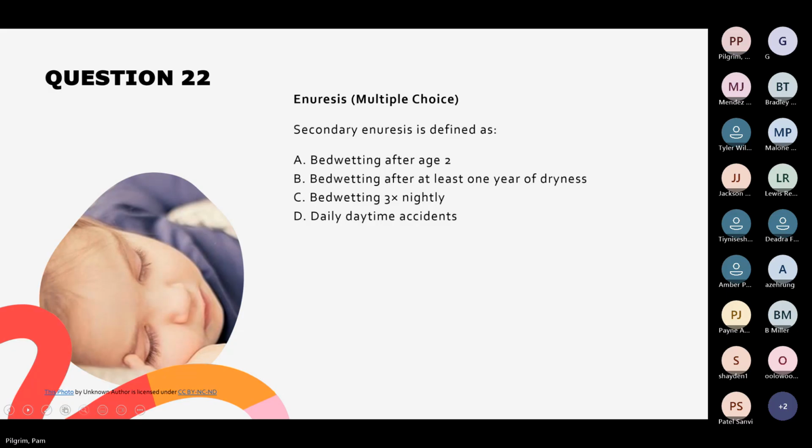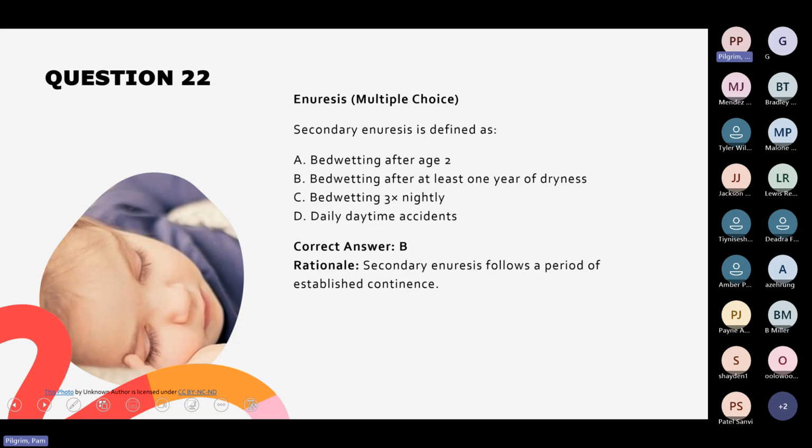All right. This is something I don't remember being in the lecture once again, so I'm glad that we're reviewing this here. But secondary enuresis follows a period of established continence. So they were wetting the bed and then they were dry for a period of time and then started again. It's a little bit of a regression. I guess we did talk about bedwetting and regression, but that's what secondary enuresis is.